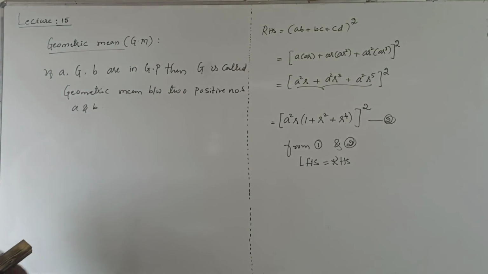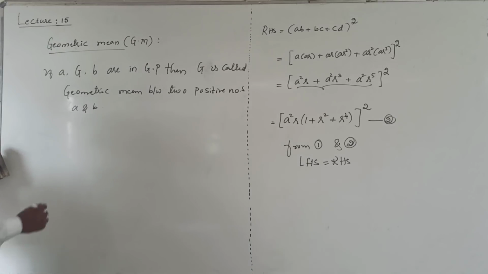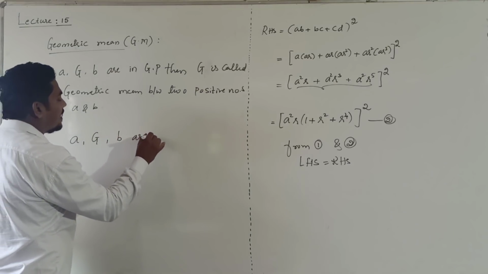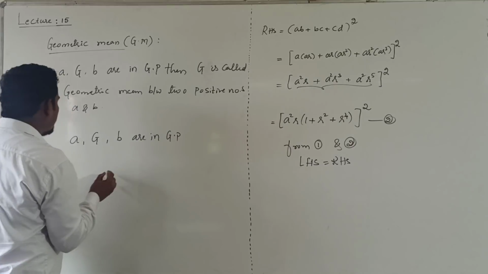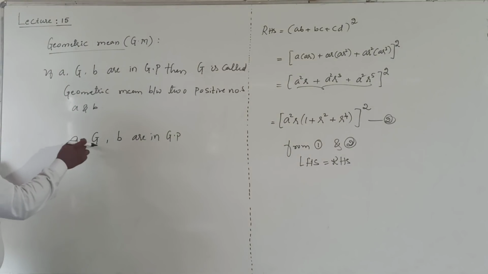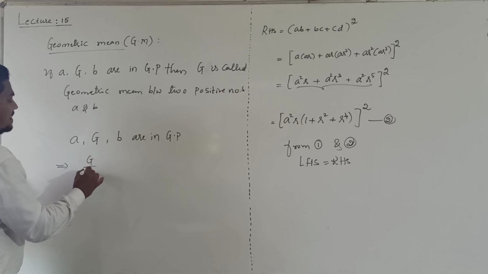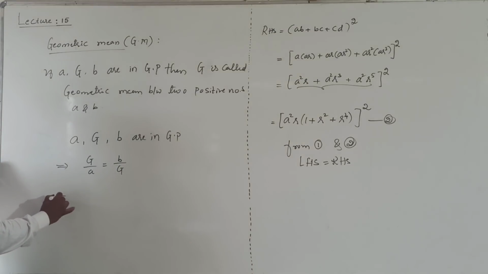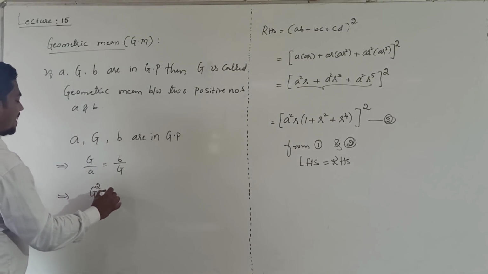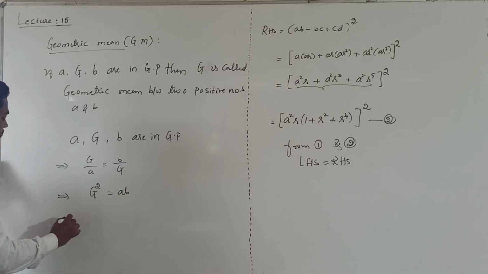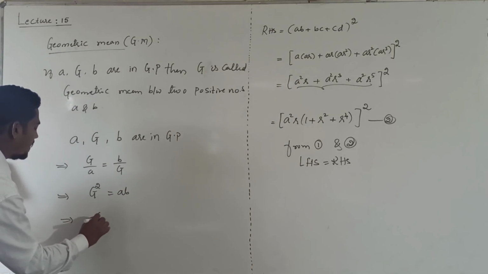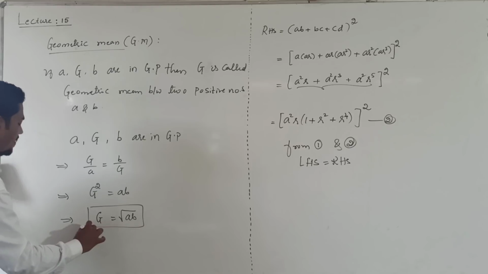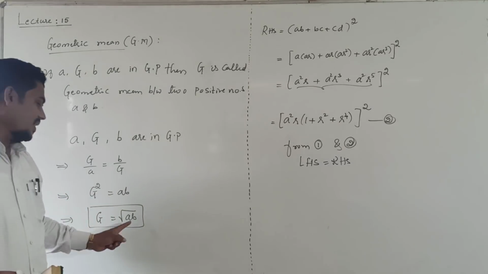Next, what is the geometric mean G value? Clearly they have given A, G and B are in GP. Just use the definition of GP: term divided by its previous term. G divided by A is the same as B divided by G. Now just cross multiplication: G square is equal to AB. Then G is equal to square root of AB. Geometric mean between two positive numbers is square root of AB.